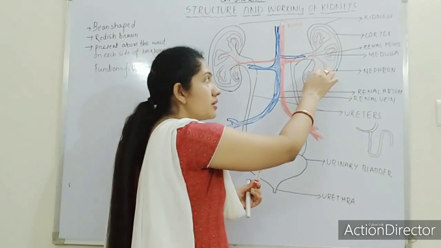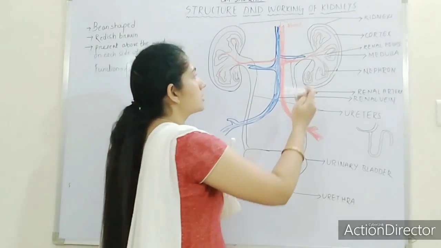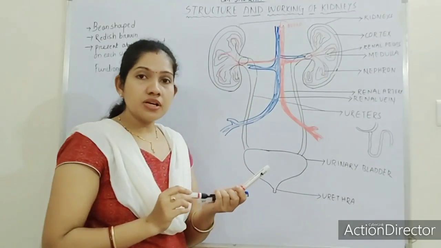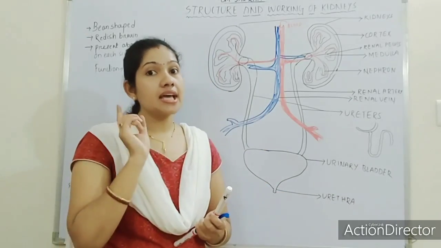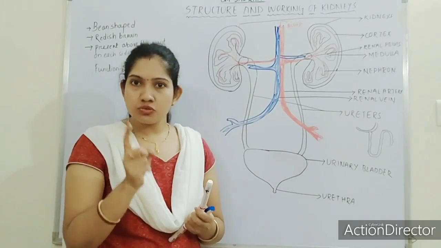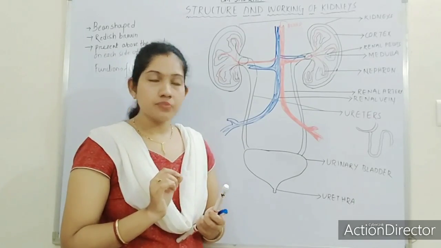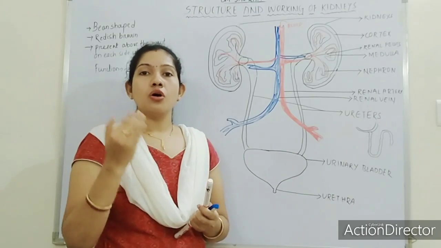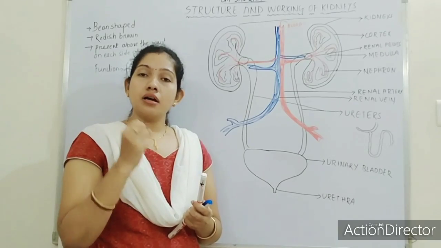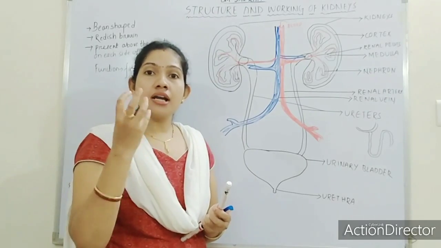Now that filtrate will be collected. Where will it be collected? That will be collected in the renal pelvis. After filtration, the filtered blood forms a straw colored liquid. As I said, nephrons do not allow the RBCs to pass. That's why the color of our urine is not red. What is the color of our urine? Straw color, slightly yellow. So these nephrons will filter all the unwanted particles, excess water, urea and some unwanted salts present in the blood, and a straw colored liquid is the filtrate.